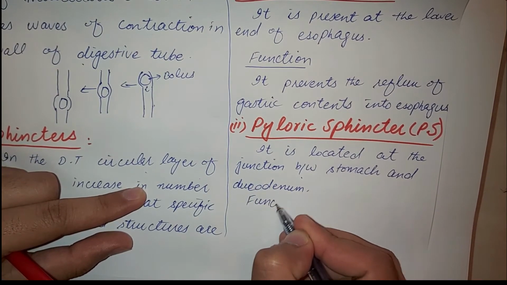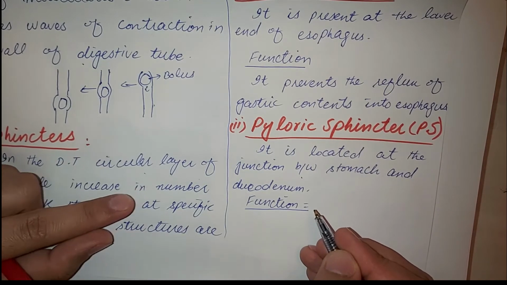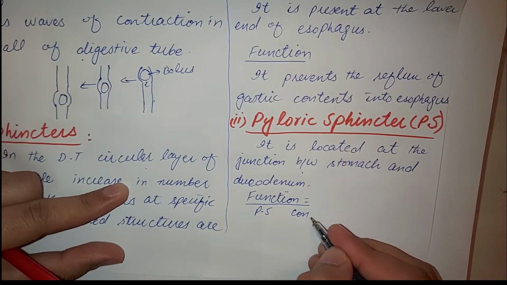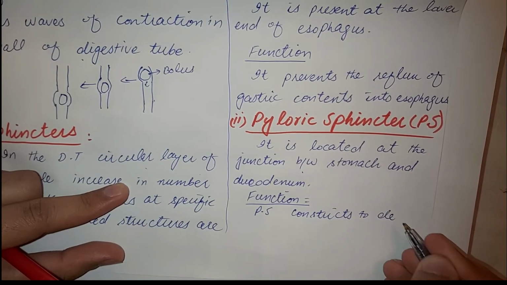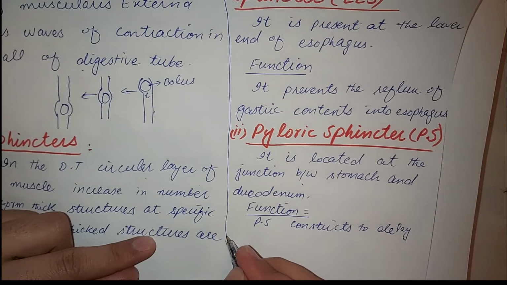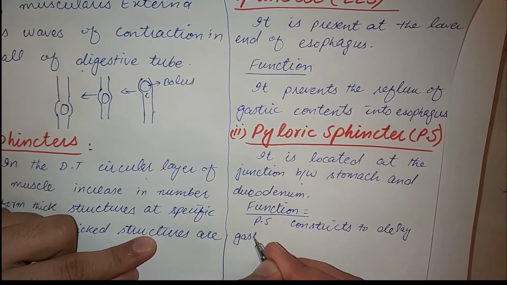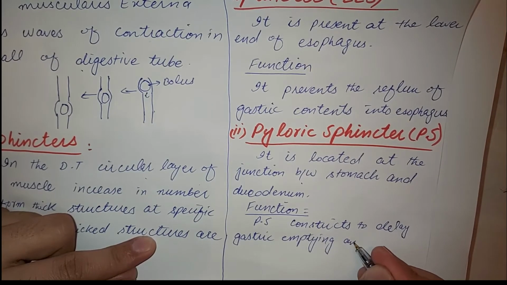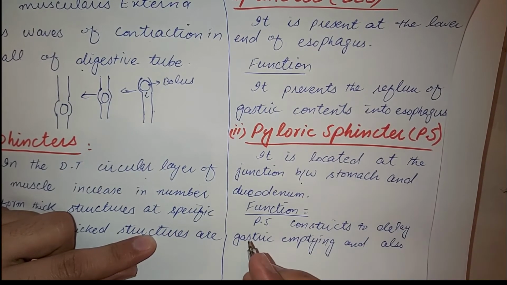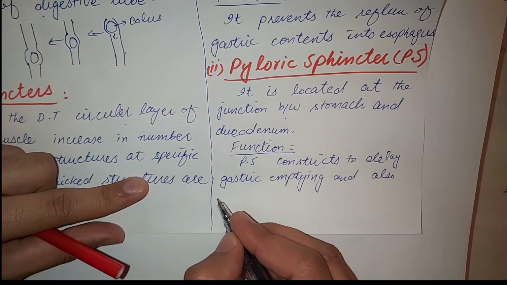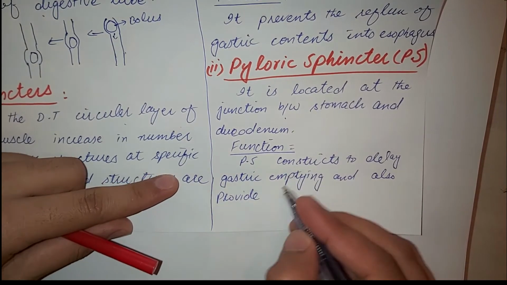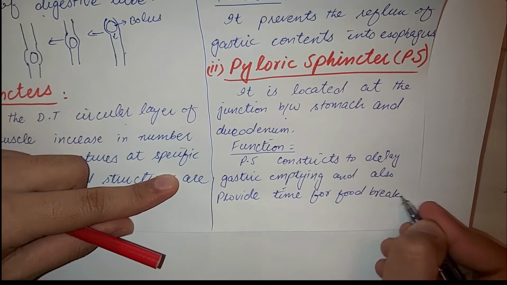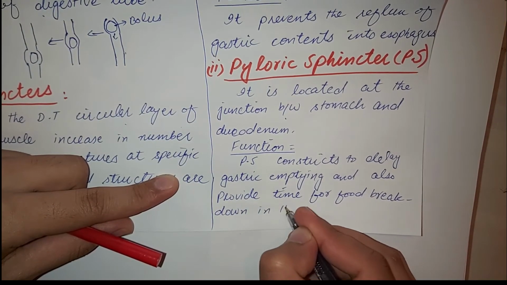What is the function of the pyloric sphincter? The pyloric sphincter constricts to delay gastric emptying, and also provides time for food breakdown in the stomach.